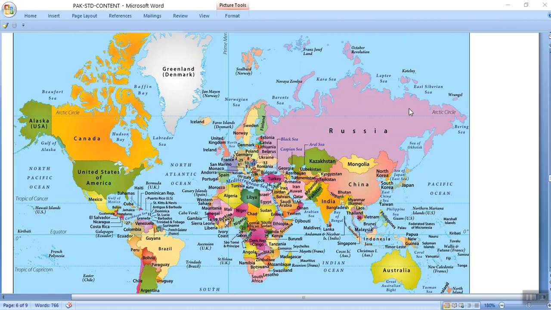Anyway, this is such a vast country, Russia, and it is connected with Europe, okay, including Georgia, Azerbaijan, Turkey, Saudi Arabia, India, Pakistan, China. You find this continent is called Asia.